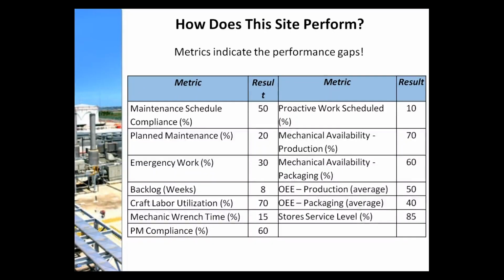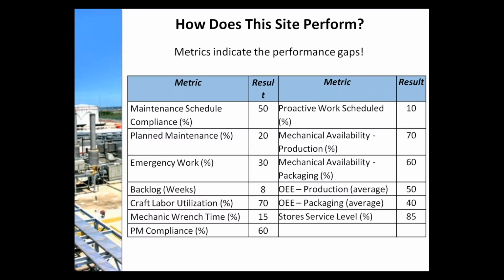So when you look at this chart here, how does this site perform? Here we see some of the results of maintenance schedule compliance, planned maintenance, and the like, and they're all below the accepted benchmarks. Maintenance compliance should always be above 80%. Planned maintenance should be the same. Emergency work is generally accepted at less than 10% for a site. Backlog in weeks of work should be 3 to 4.